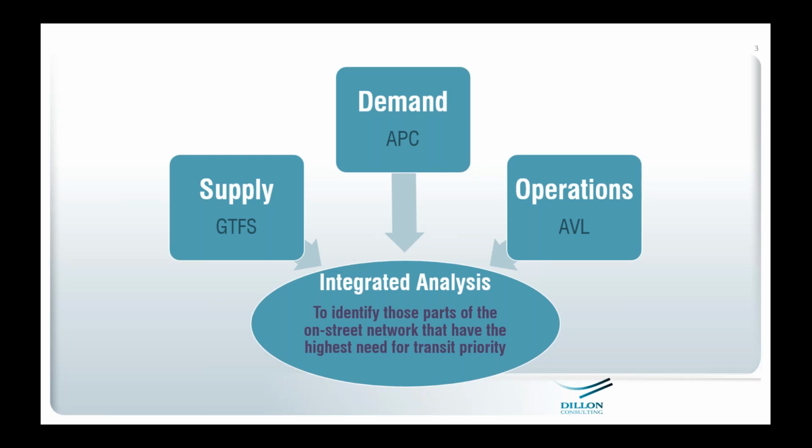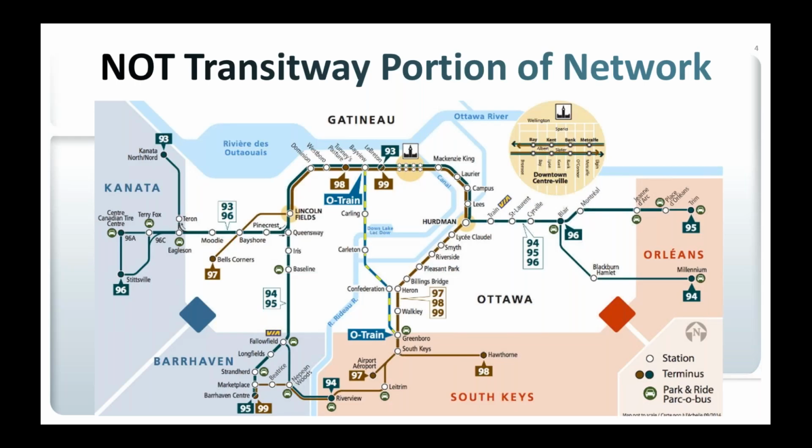And what's important is that we're trying to identify those parts of the on-street network. Those of you who are familiar with Ottawa know that they have an extensive transitway network, soon to be replaced in part by a new LRT system. But we were not interested in those sections of the transitway that ran in exclusive rights-of-way, because that's already the ultimate priority. So there's a good portion of the map that you can see now that was off limits during this study.